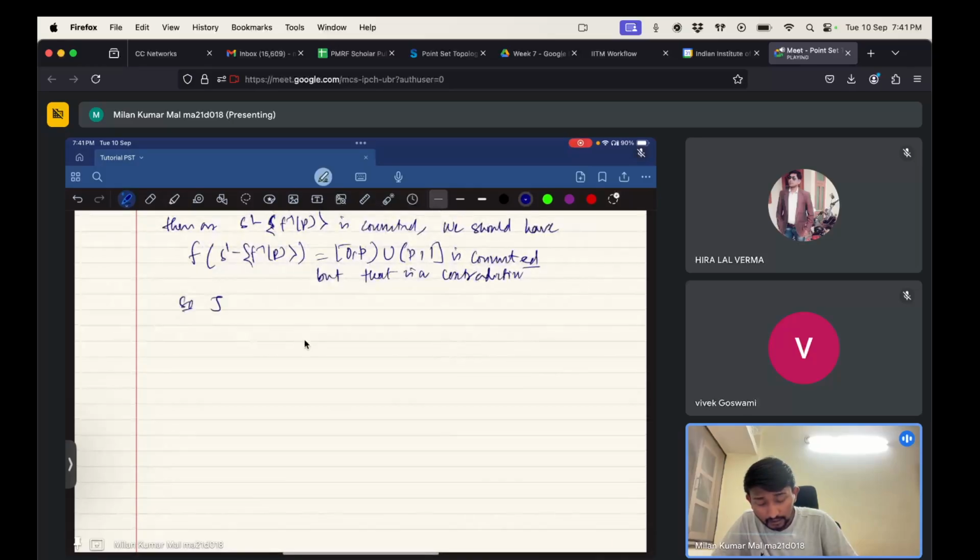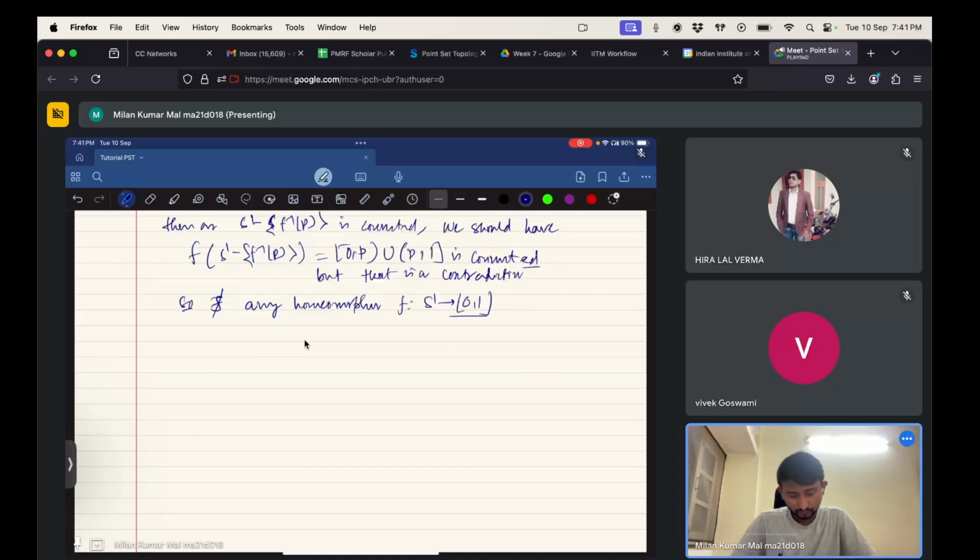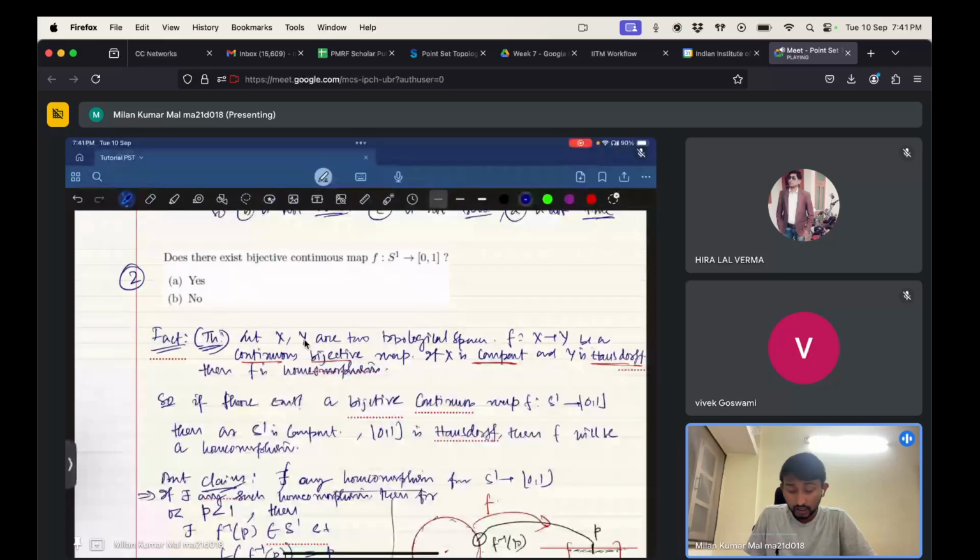So there does not exist any homeomorphism from S1 to a closed interval 0 to 1, or any closed interval basically. There exists a bijective continuous map, but it cannot be a homeomorphism, because a homeomorphism cannot exist. So B is the correct answer. Does there exist? That was the question, right? B is the correct. Now question number 3.